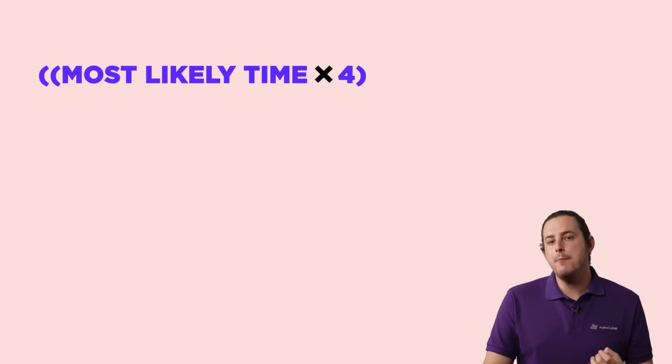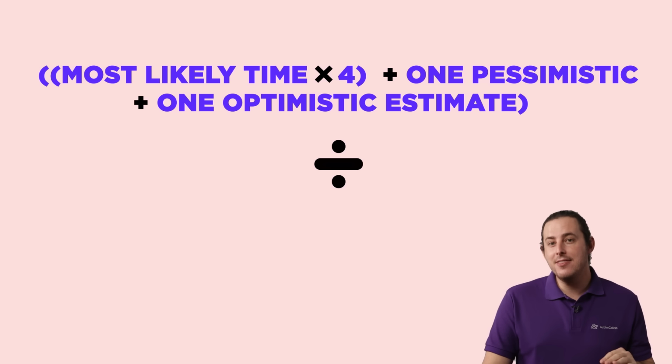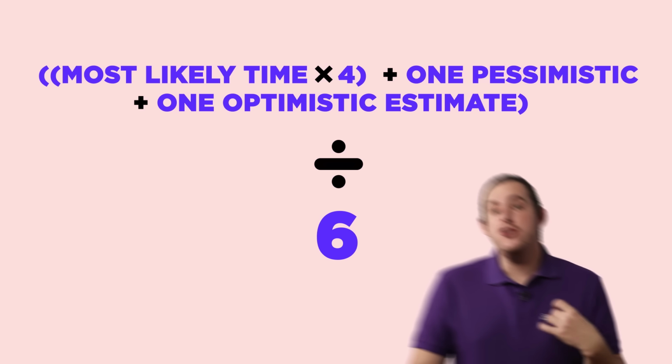Now, this is where it gets really interesting. Once you have those time estimates, you can use some really simple maths to calculate the expected time. Simply multiply the most likely time estimate by 4. Add 1 pessimistic and 1 optimistic estimate, then divide that sum by 6. You should do this calculation for each task before adding their expected time.